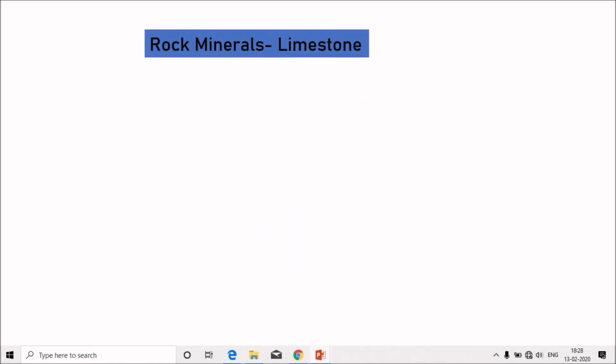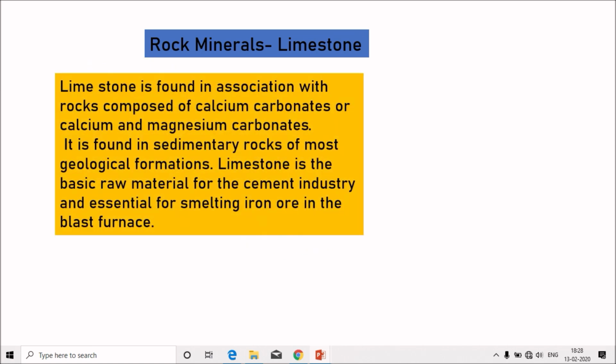Rock minerals. In the rock minerals, we are going to study about the limestone. Limestone is found in association with the rocks composed of calcium carbonates or calcium and magnesium carbonates. There are two rock compositions which make limestone. Limestone is basically a combination of two components or two rocks, that is calcium carbonate or calcium and magnesium carbonates.